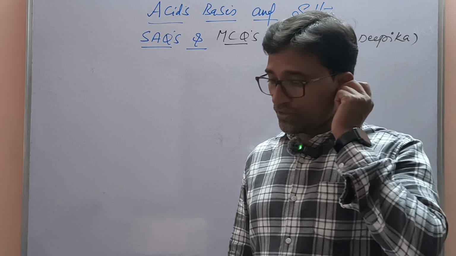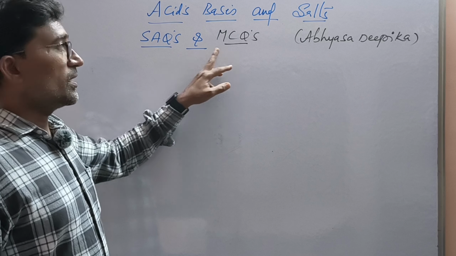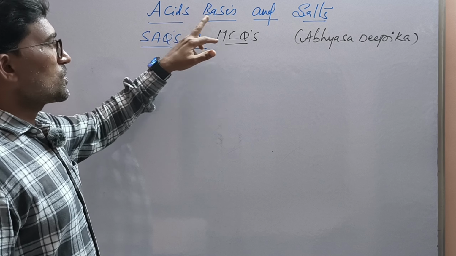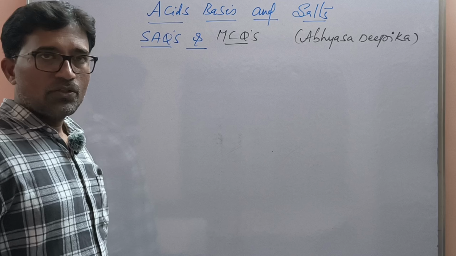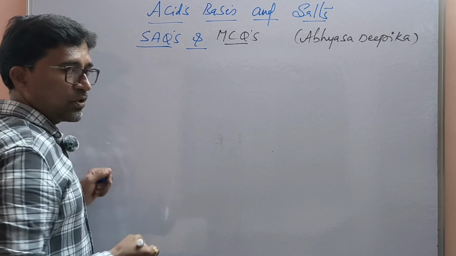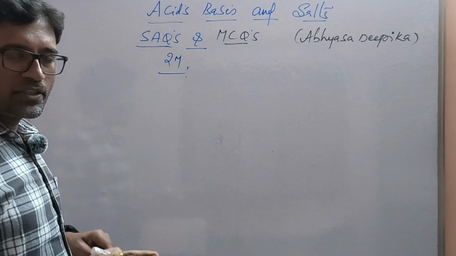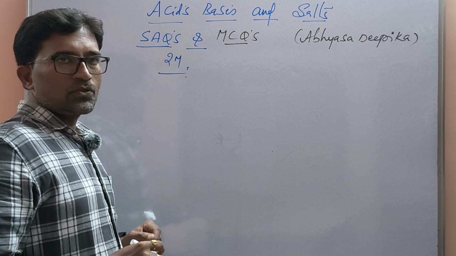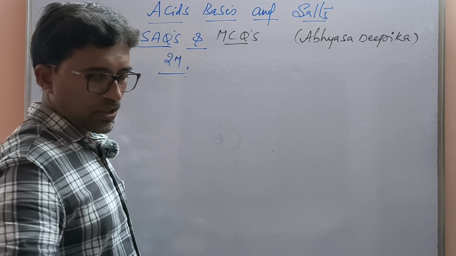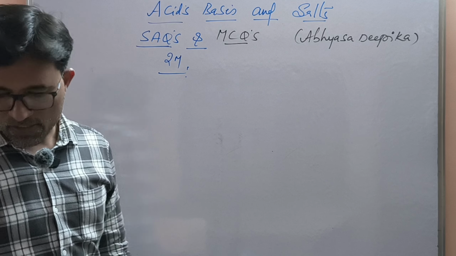In this video we are going to discuss short answer questions and multiple choice questions of the third chapter, Acids, Bases and Salts. In short answer questions, as you know, the short answer questions in the board examination will come for 2 marks. In the first section these questions will be there. 3 questions will be given, and all 3 questions you have to answer. So we'll discuss the short answer questions of the third chapter, Acids, Bases and Salts.